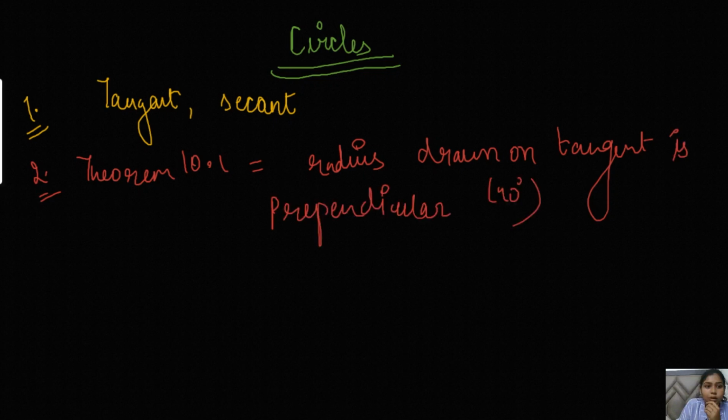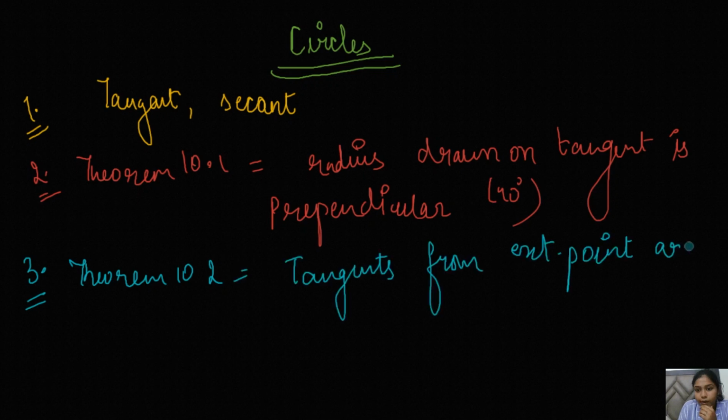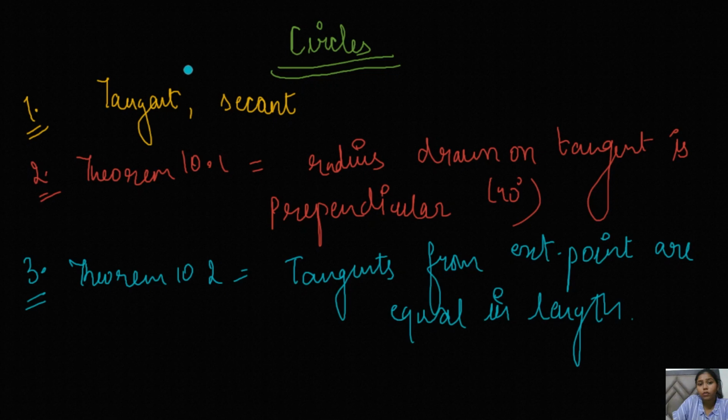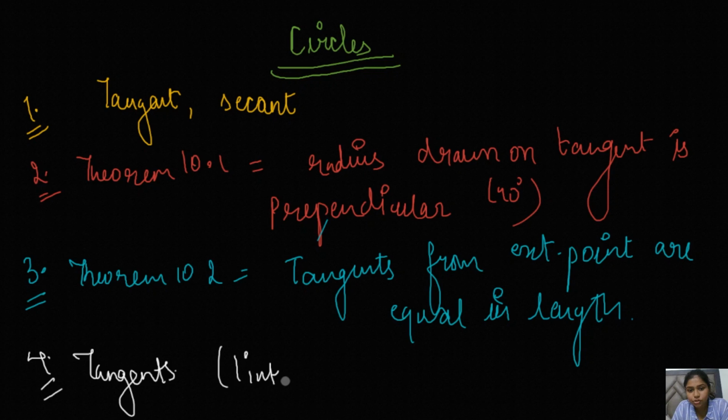Now our third important thing is theorem 10.2. The tangents from an external point are equal in length. This is how you have to solve the question. These are the important things that you should know. Also, I am writing at the end that tangents are important in this chapter. A tangent has one intersection point only.